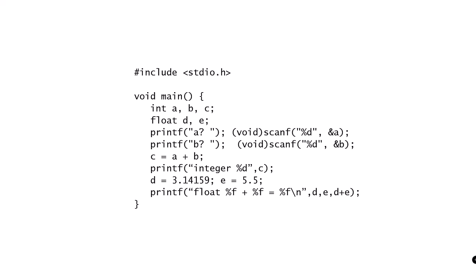Printf and scanf are library functions provided by C that allow us to print values and to read them. In this case, we print a string that requests a number, we then read it. We do the same for another value, we compute the result, and then we print it.